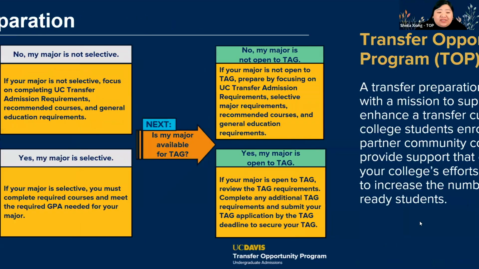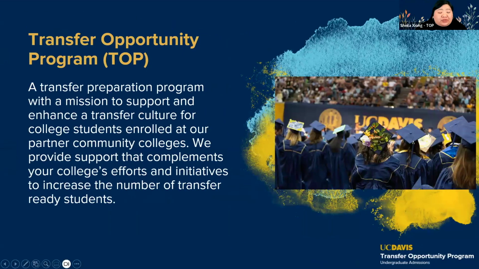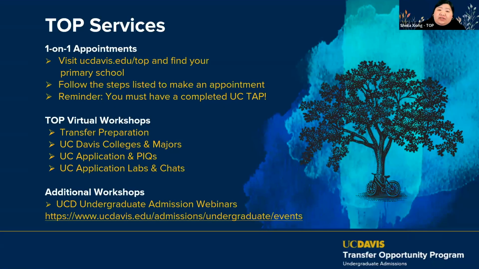If you're interested in coming to UC Davis, we do have the Transfer Opportunity Program, or TOP, currently partnering with 42 community colleges throughout the state. The TOP program is here to help ensure that students who want to transfer to a UC are prepared and have the resources and tools. We have one-on-one appointments, virtual workshops, and summer programs as well. We'll drop a link in the chat for the TOP website, but definitely reach out if your school is part of a TOP school.